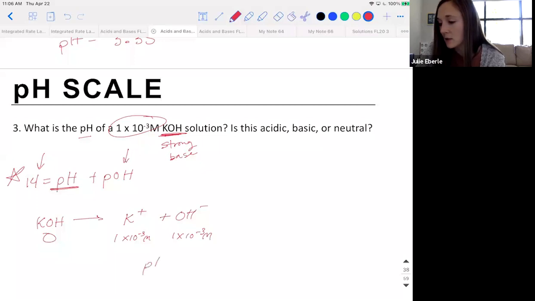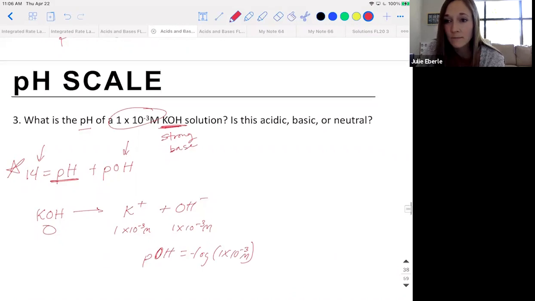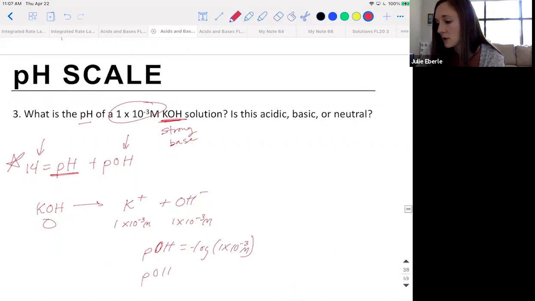So what is pOH? It equals negative log of 1 times 10 to the minus 3. And because our base number here is 1, we can just look at the exponent, right? So pOH equals, not negative, it's just positive 3. Yeah, pH will never be negative, by the way. Nor will pOH, always positive numbers. So now pH equals 14 minus pOH.